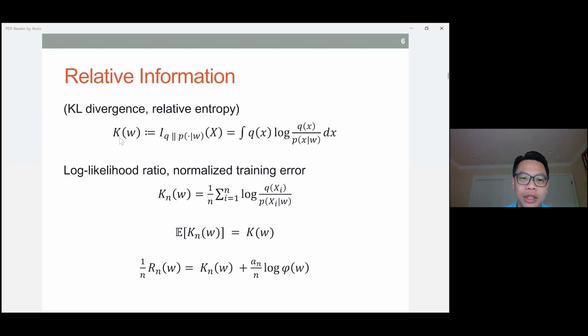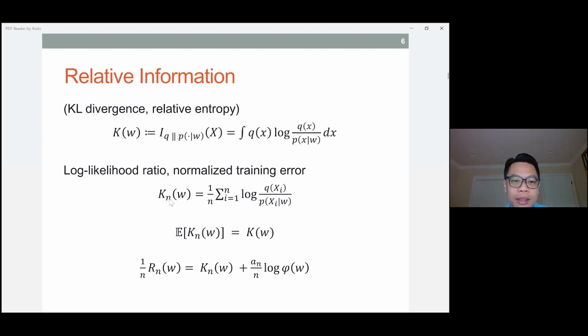So we have this function K of the parameter w, which is going to be the integral of q log q over p, where p is given in terms of w, and this is the information from the model p to the true distribution q. So it's a kind of distance. It's not a symmetric distance, but it's a kind of distance in the space of distributions. And here x is my random variable. So I'm thinking of distributions on a random variable x, and I want to look at the distance between them.